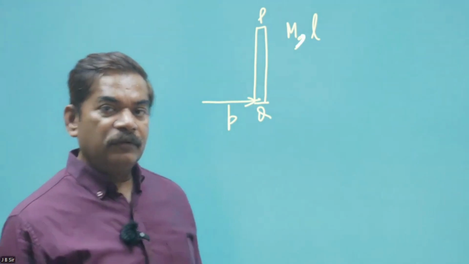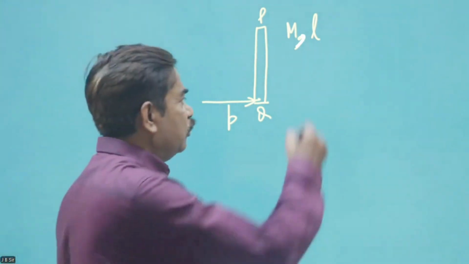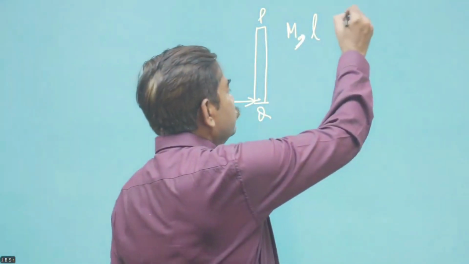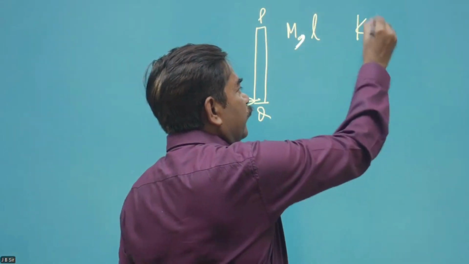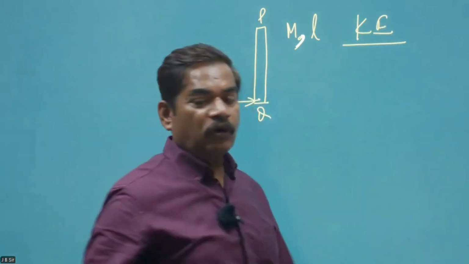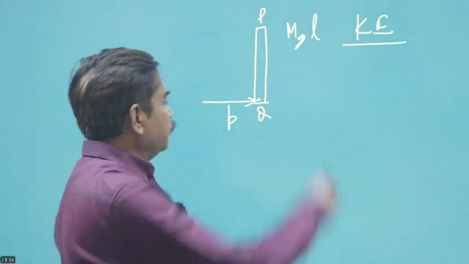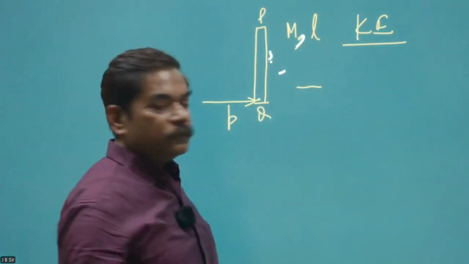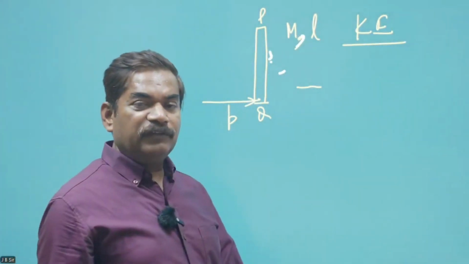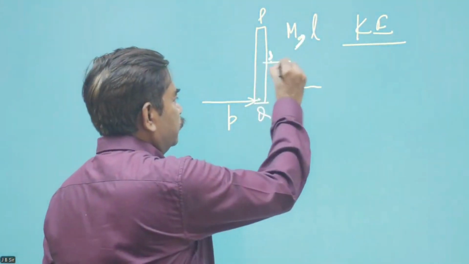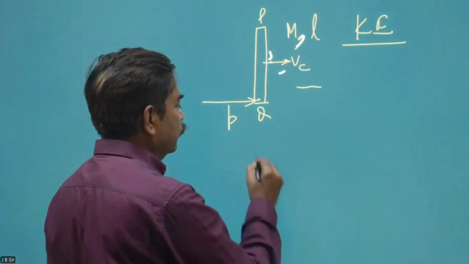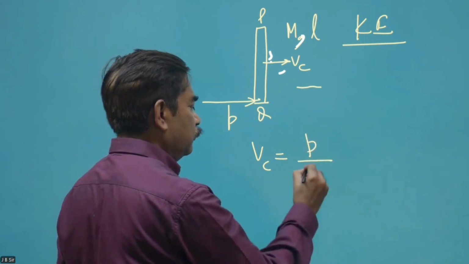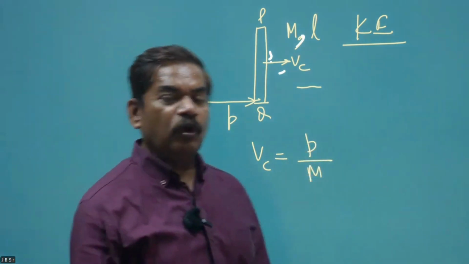So here we are applying the law of conservation of energy and the law of conservation of angular momentum. We have to calculate the kinetic energy of the rod. The motion of the rod will start like this. Immediately after receiving the impulse, the center of mass of the rod will start moving with the velocity Vc equal to P upon M. So the concept becomes what?